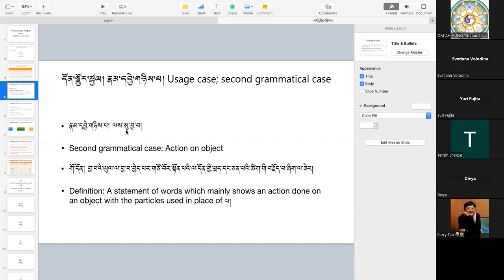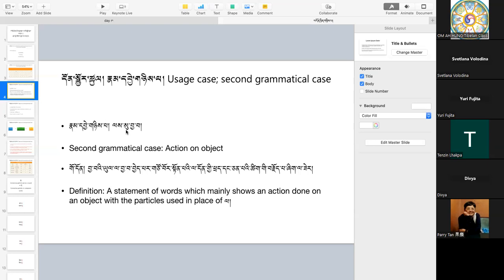So in the sentence of the second grammatical case, these particles used in place of la separate the action and the object on which the action is done. And at the same time, they show a connection between these two. They show that an action has been done on an object, and the particle that relates them, the particle that connects them, the connective particle, is the connective particle used in place of la.